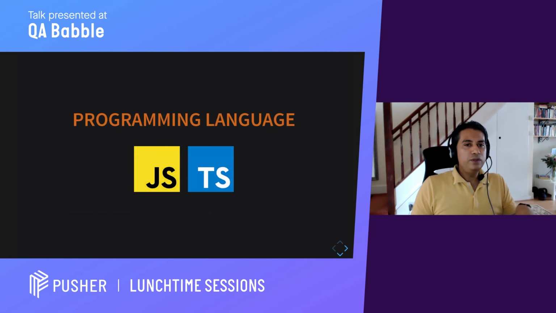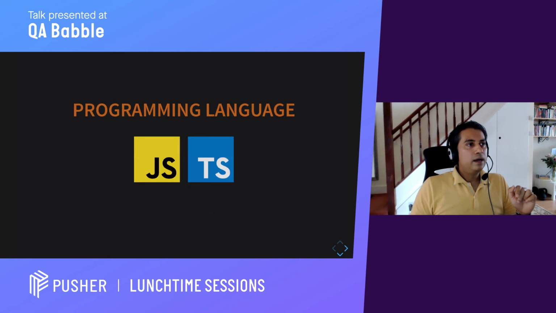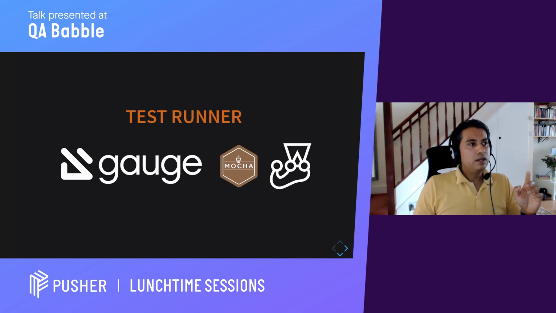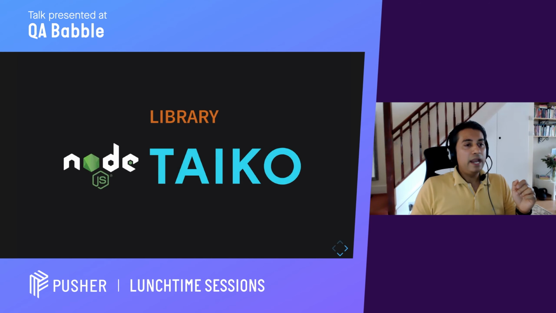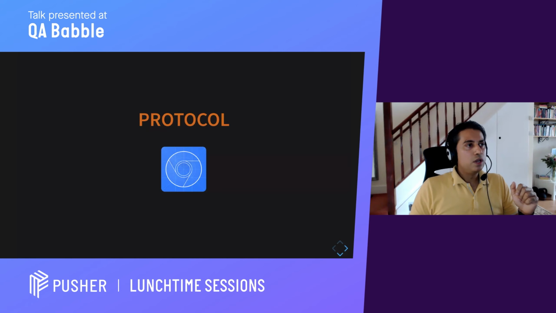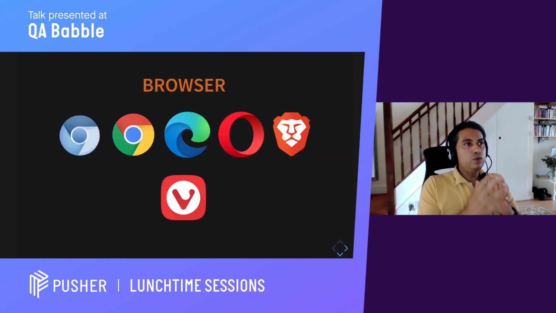You can use any of these programming languages, JavaScript and TypeScript. You can actually use TypeScript for Taiko, and you can write a script, save it, and then run it using Taiko. You will have any of the test runners, Gauge, Mocha, Jest, or any other. I've not mentioned all the test runners here, but I've mentioned some of the compatible tools with Taiko that have worked, and you can find the examples in their documentation website. And then, of course, you will use the Node.js library Taiko in order for your framework to work.